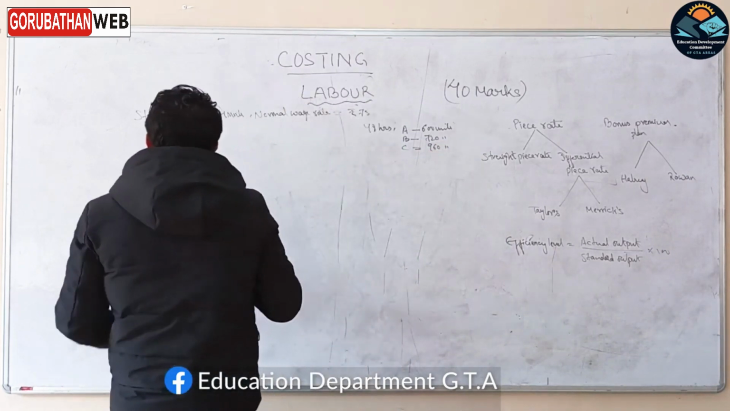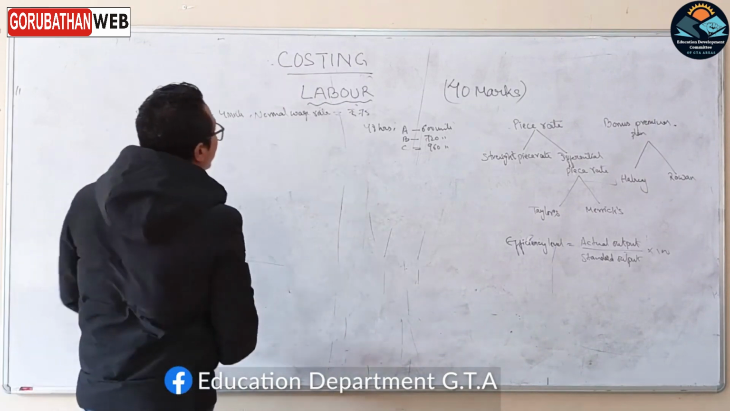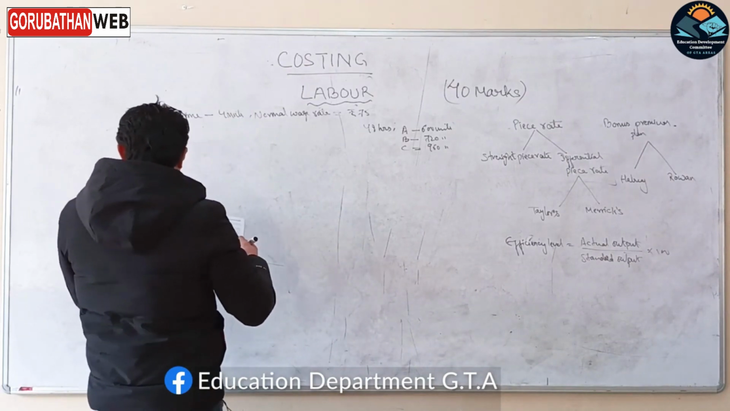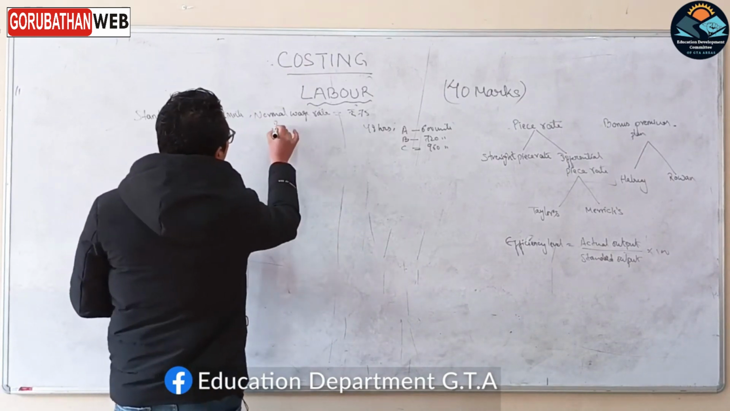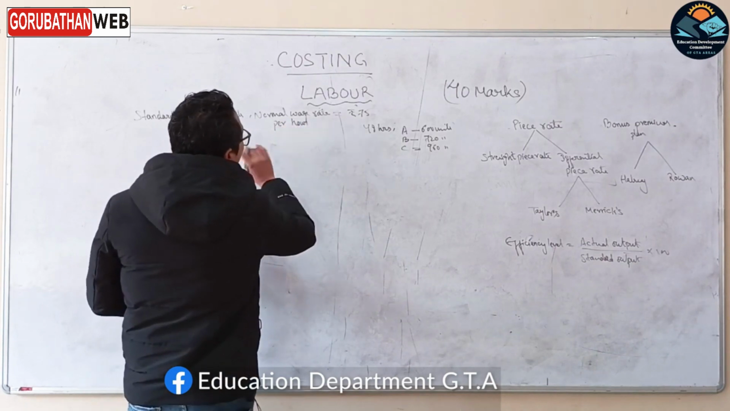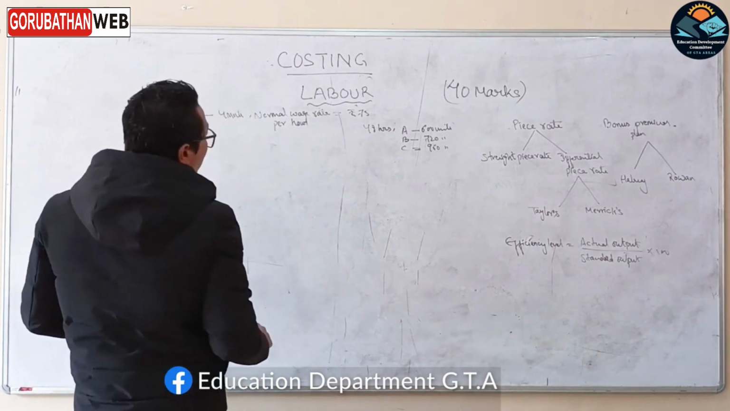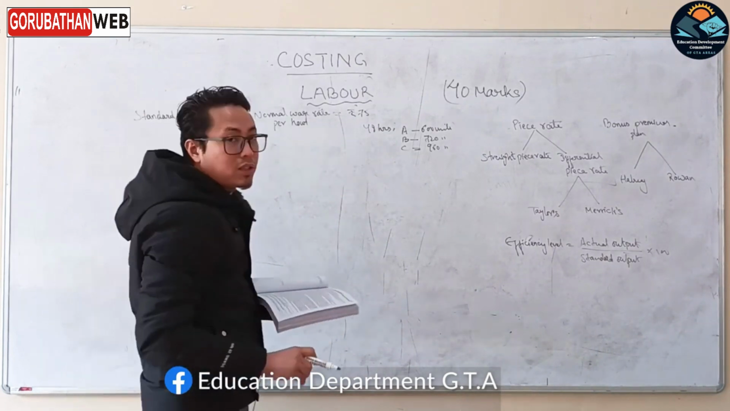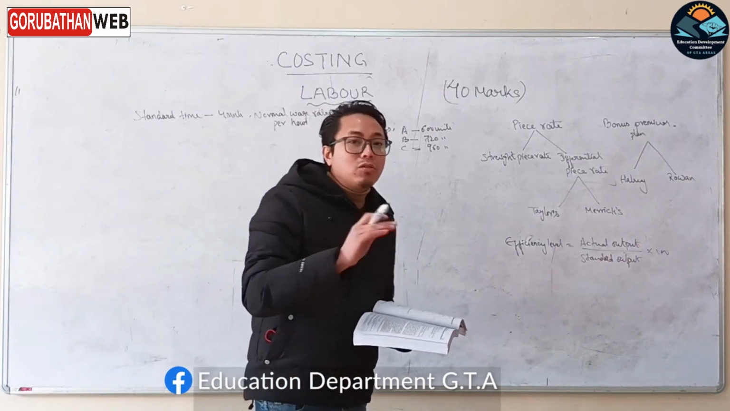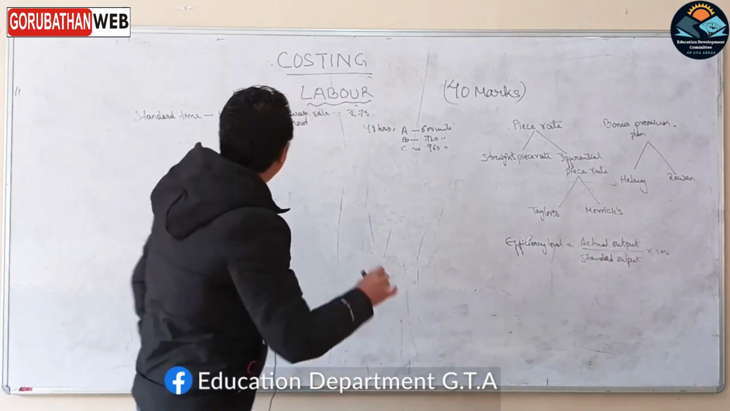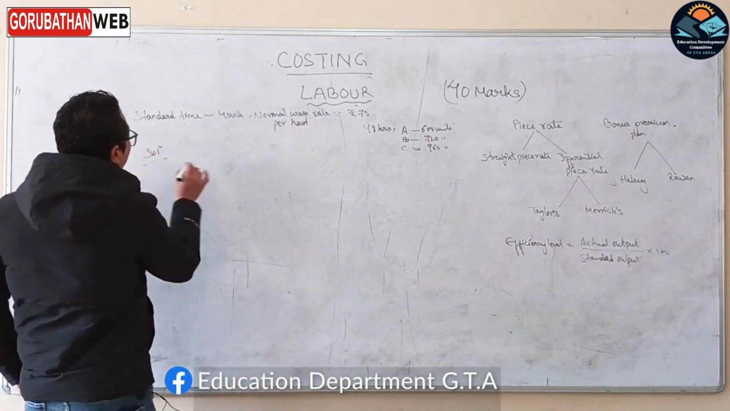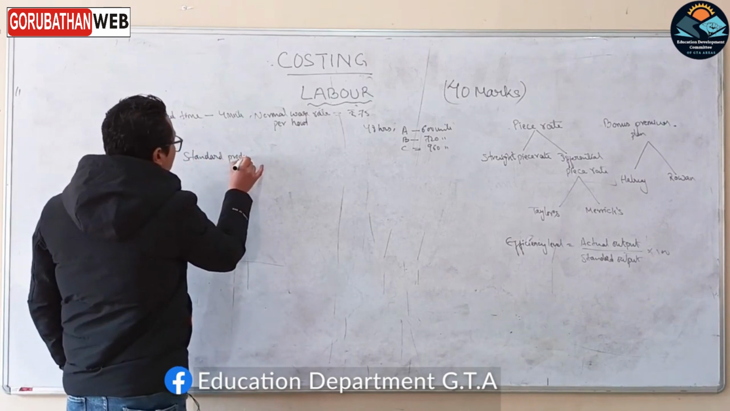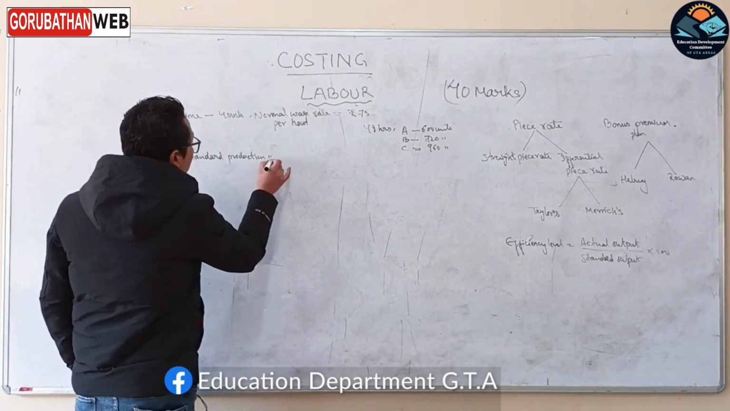अच्छा अब हामीलाई यहाँ के दिएको छ, स्ट्यान्डर्ड टाइम दिएको छ 4 मिनट्स, नर्मल वेज रेट दिएको छ 75. नर्मल वेज रेट यो चाहिँ पर आवर है, पर 1 आवरमा चाहिँ 75 पाउँदो रहेछ. अब हामी यहाँबाट के निकालौँ भन्दाखेरि स्ट्यान्डर्ड प्रोडक्सन पर आवर, 1 घण्टामा चाहिँ कति बनाउन सक्छ. हामी यहाँ लेखौँ, 1 आवरको उसको स्ट्यान्डर्ड प्रोडक्सन पर आवर.